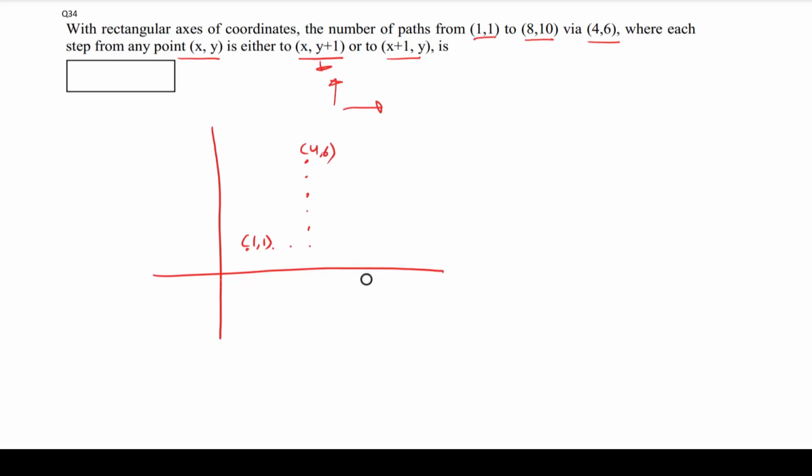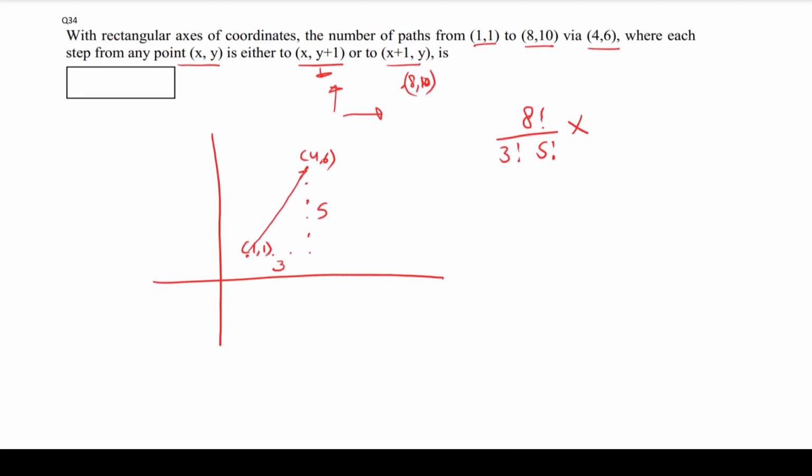Now from here this will go to (8, 10). The total number of paths from this point to this will be 3 and 5, so the total will be 8 factorial upon 3 factorial 5 factorial. And now this will be multiplied by the paths from this to this, which will be 4 and 4. 10 minus 6 will be 4, so 8 factorial upon 4 factorial 4 factorial.